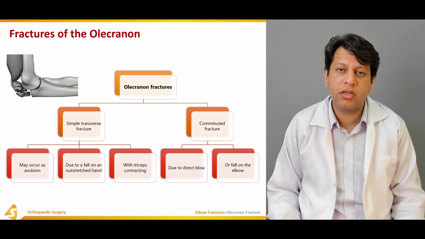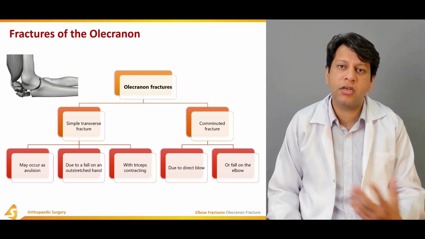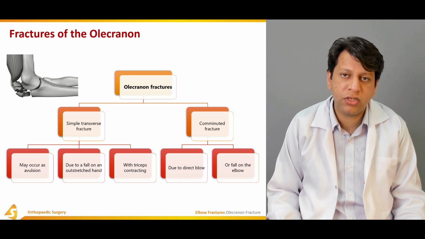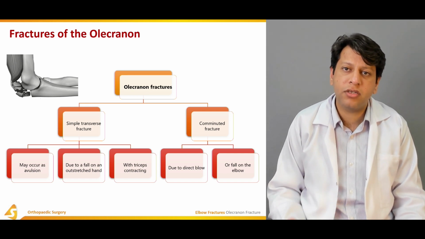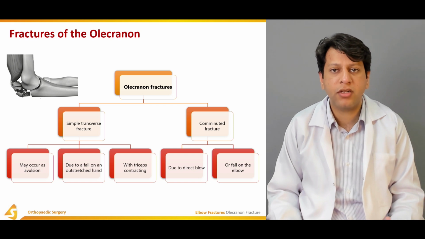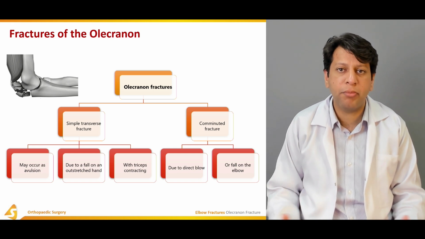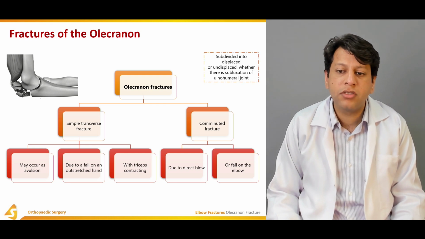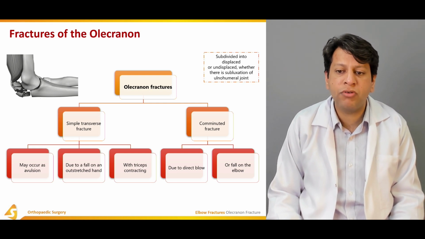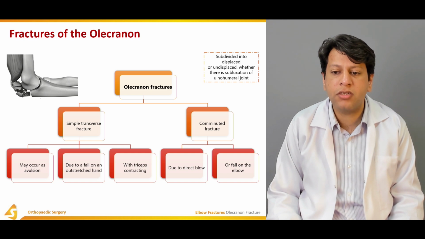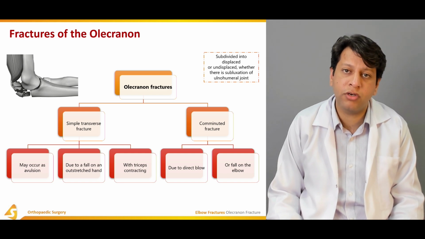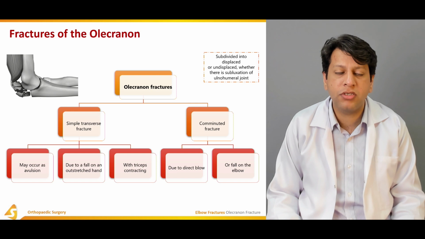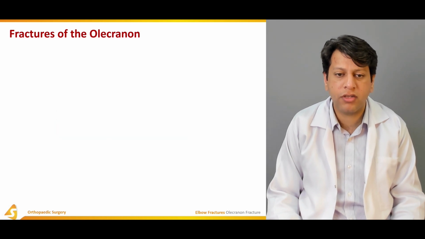This is one type of classification, the other is the geometrical classification, whether it's an oblique fracture, a stellate fracture, a comminuted fracture, or a transverse fracture, depending upon how the fracture lines and geometry are. It's mainly subdivided into displaced, undisplaced, and whether there is subluxation of the ulnar humeral joint or not. Mainly on this basis we classify the Olecranon fractures.